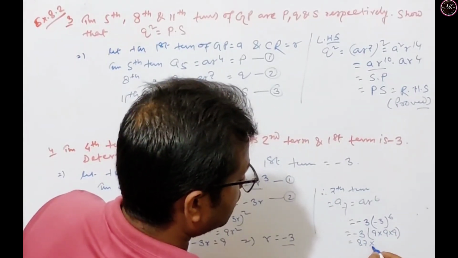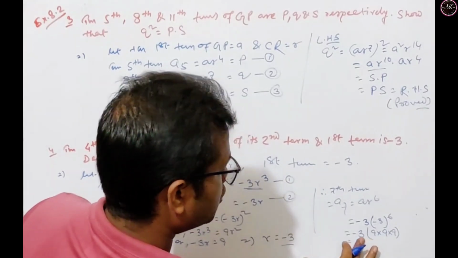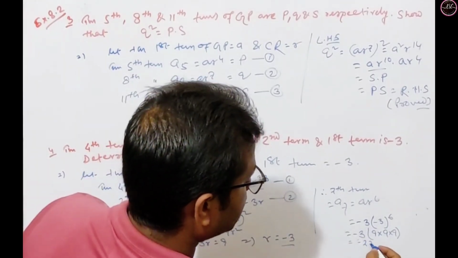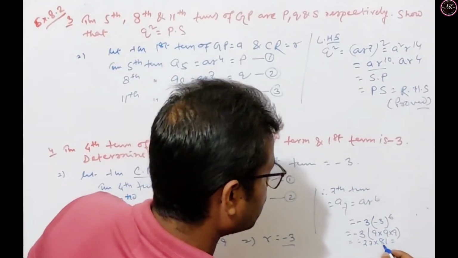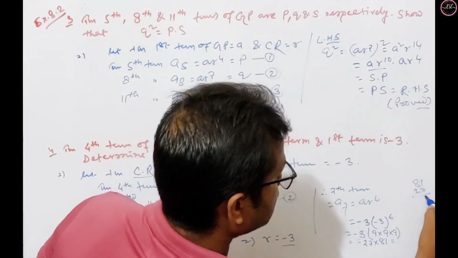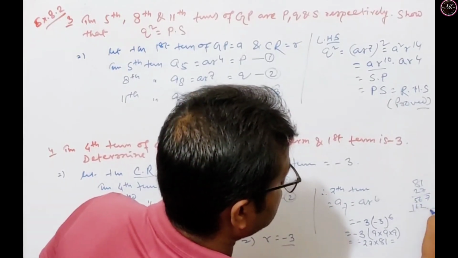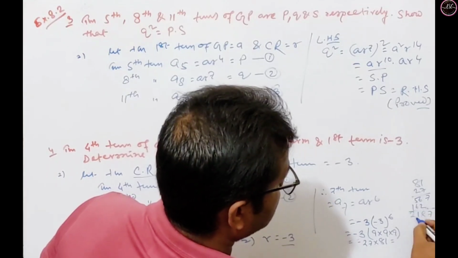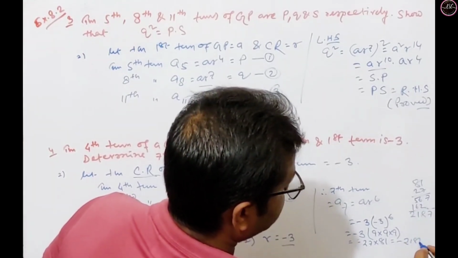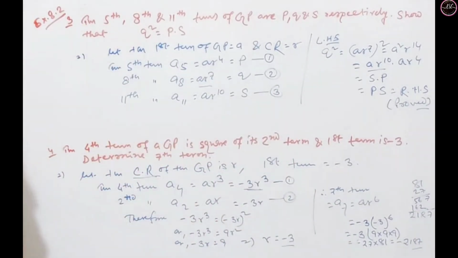Sorry, -27 into 81. Okay. That will be 81 and 27. Just multiply this: 7, 56, 2, 60, 7, 8. So -2187 will be your answer. Okay. Look at this question.